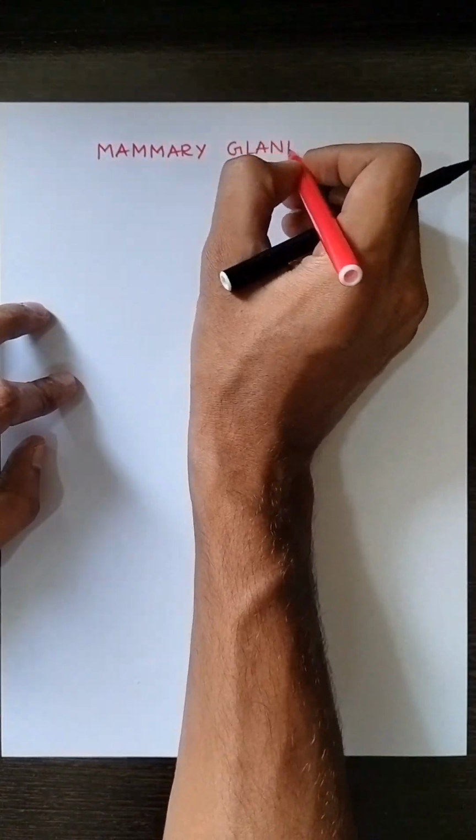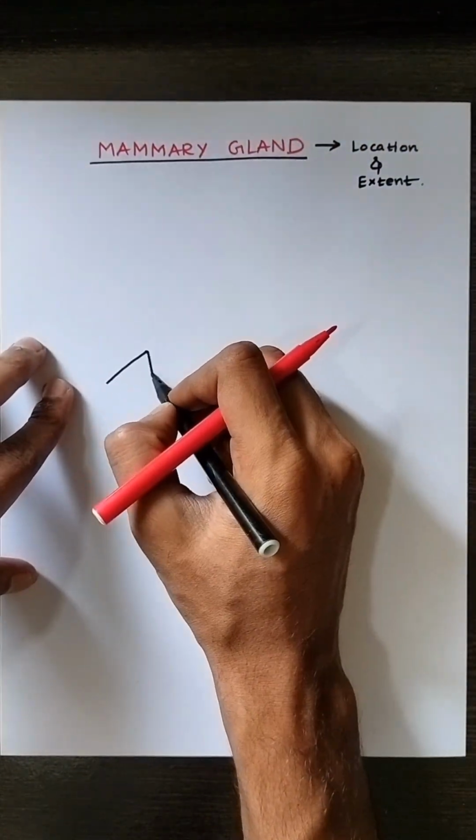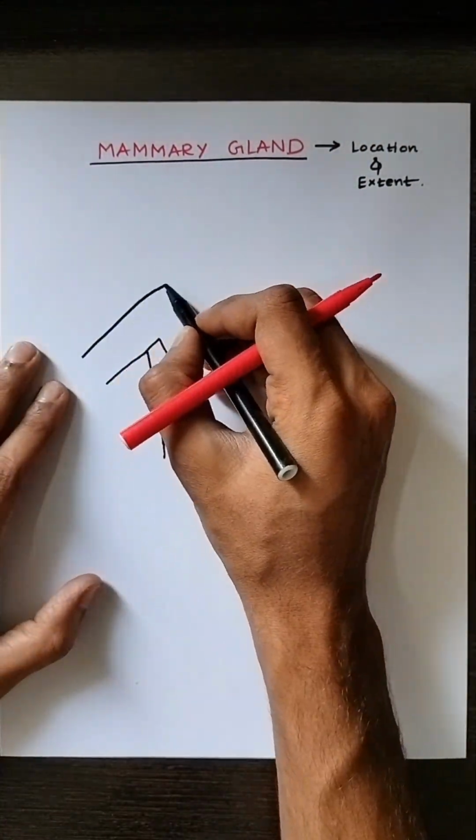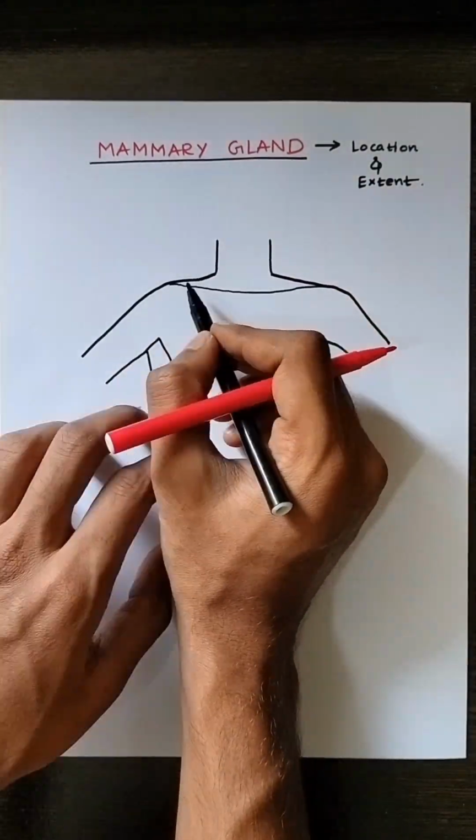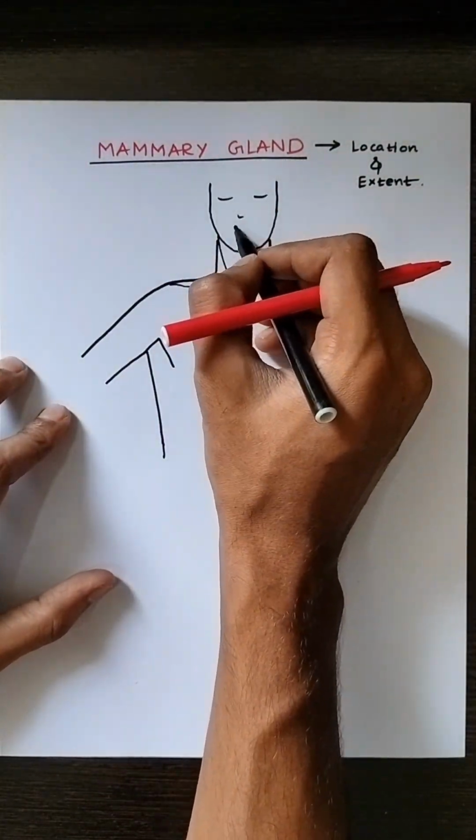We'll draw mammary gland, location and extent. First of all, draw a 7 and its mirror image, and one more small 7 attaching to it, and draw these lines like shoulders covering it, and two parallel lines attaching it. That forms a neck, and you can draw a V-shaped thing that is a sternocleidomastoid muscle.